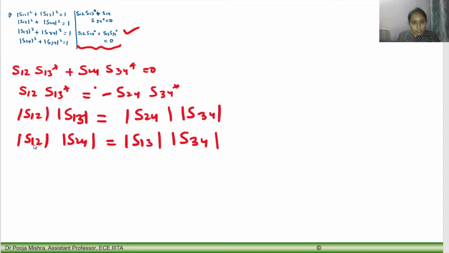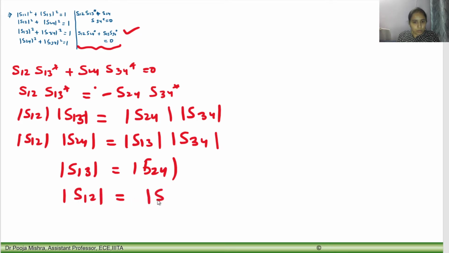From these equations, you may infer that if you divide these equations, S34 will be cancelled out, and S13 will be equal to S24. So you are getting mod S13 equal to mod S24, and second, mod S12 is equal to mod S34. These are the two conclusions that we have obtained from these equations.